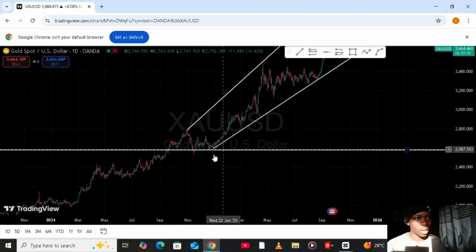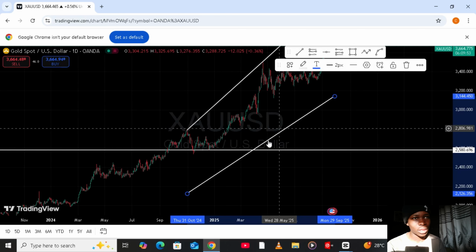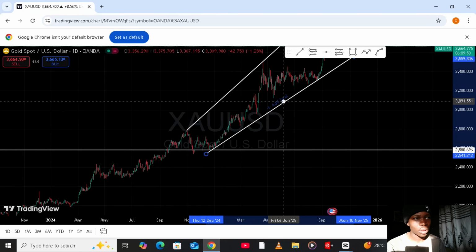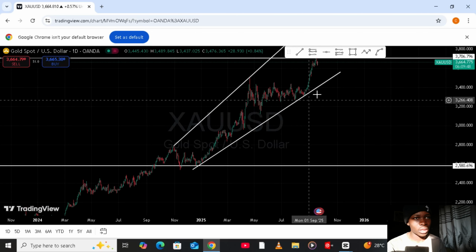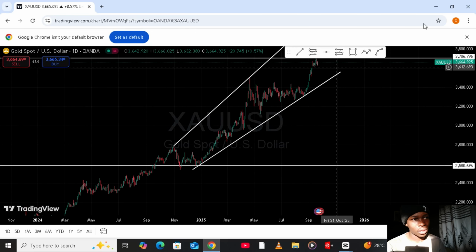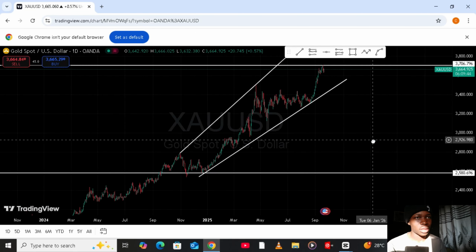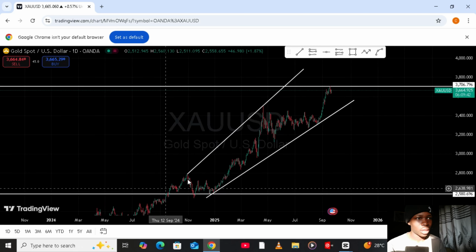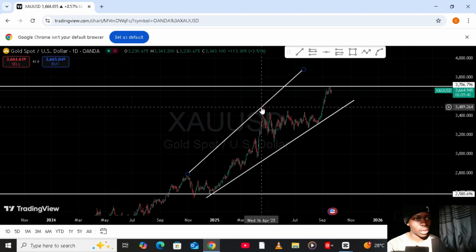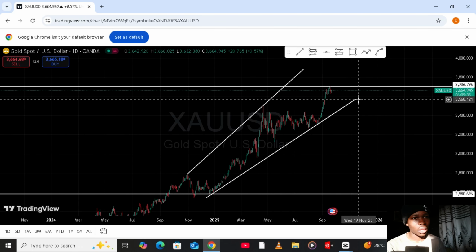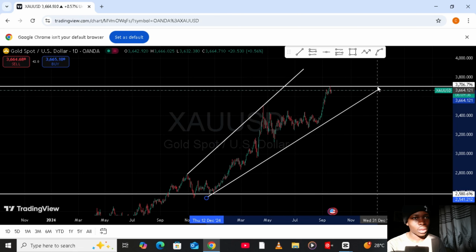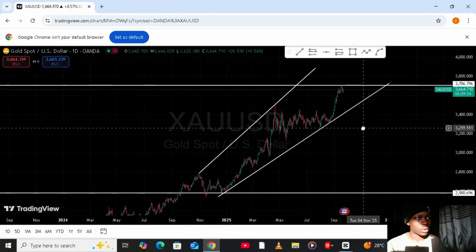And then from there, I drew a trend line starting from here, connecting with this low right here. Let me just show you. Connecting with this low right here, and I just drew a trend line like this. And then for the high trend line, you have to connect this low right here with this low right here, and then you take it up, right?